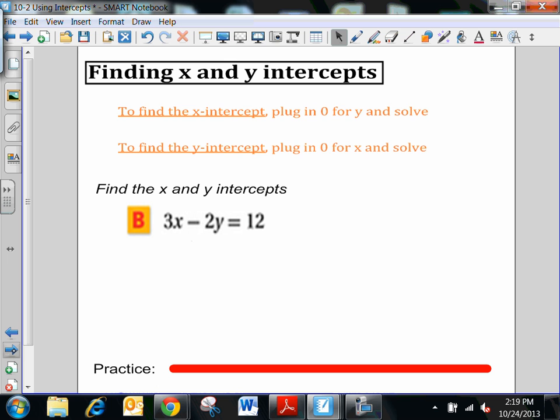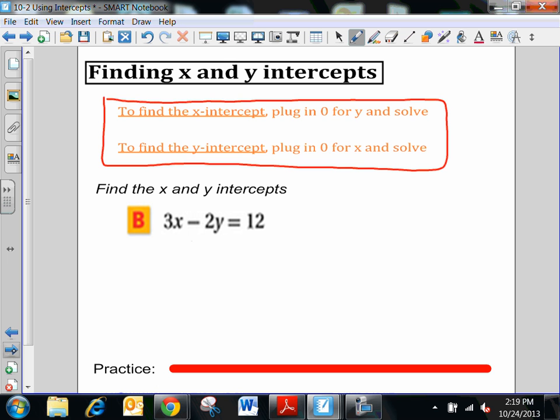Finding the x and y intercepts. This is key for this problem, that you write down this box right here. Okay, and that you memorize. To find the x-intercept, plug in 0 for y and solve. And to find the y-intercept, we plug in 0 for x and solve.